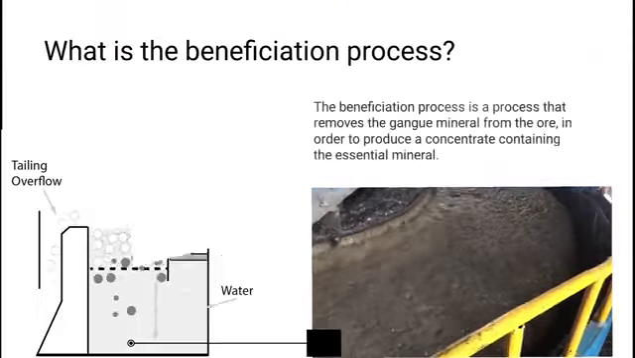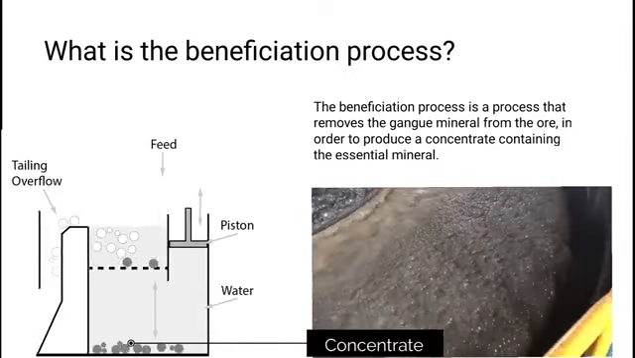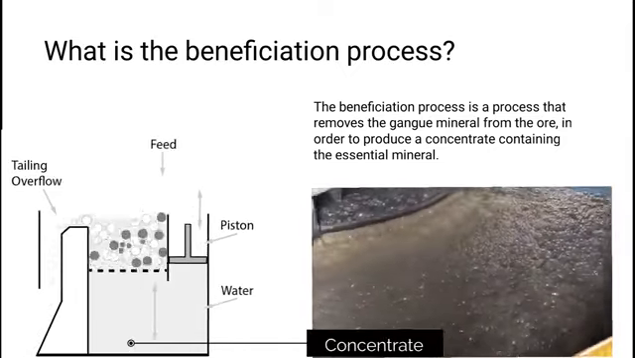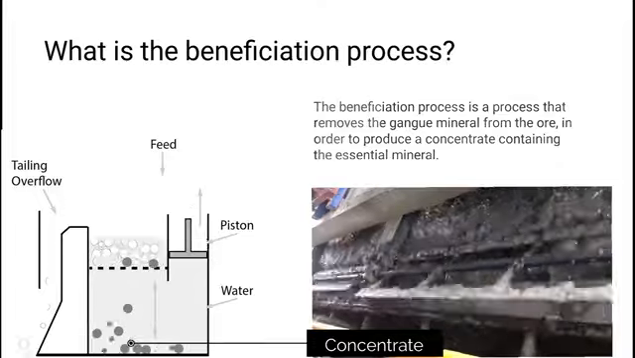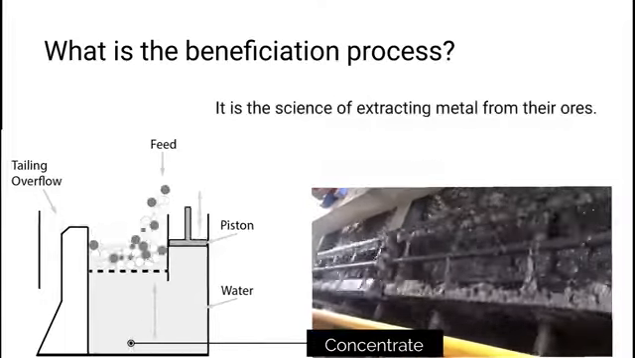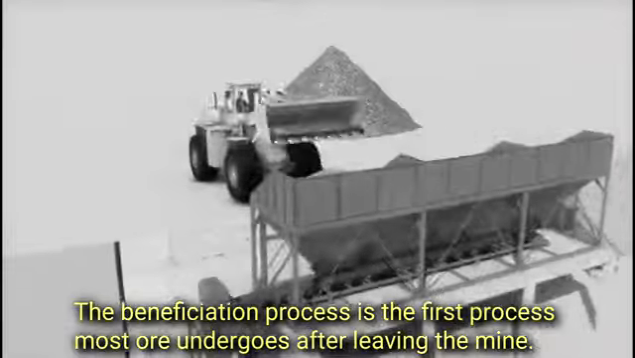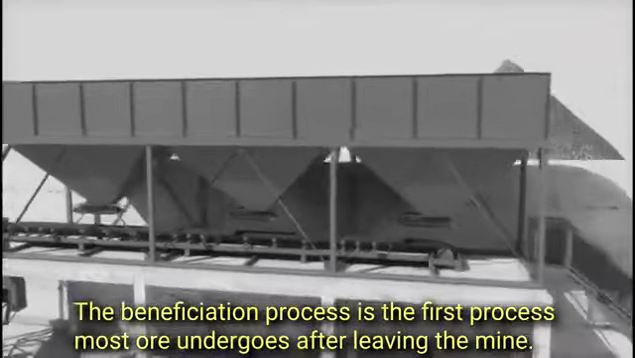What is the beneficiation process? The beneficiation process is a process that removes the gangue mineral from the ore, in order to produce a concentrate containing the essential mineral. It is the science of extracting metal from their ores. The beneficiation process is the first process most ore undergoes after leaving the mine.